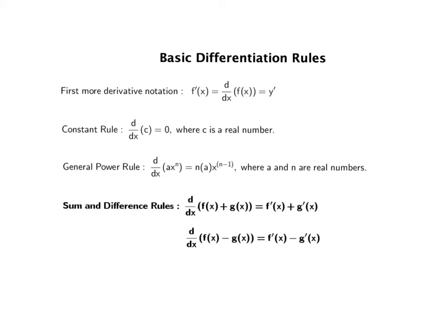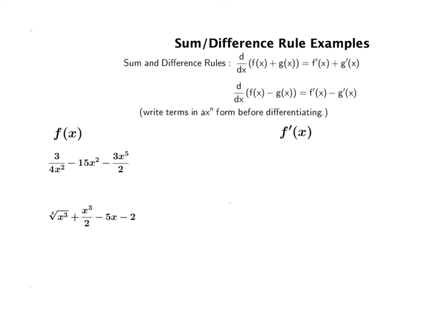Next, we're going to talk about the sum and difference rules. So the sum and difference rules simply say that if you have a series of terms defined in terms of x that are connected by addition or subtraction, then the derivative is simply the derivative of each term connected by addition or subtraction. Here are some examples, and as I go through these examples, I want to remember to write my terms in this form of a coefficient times x to some power if possible to help with my differentiation.